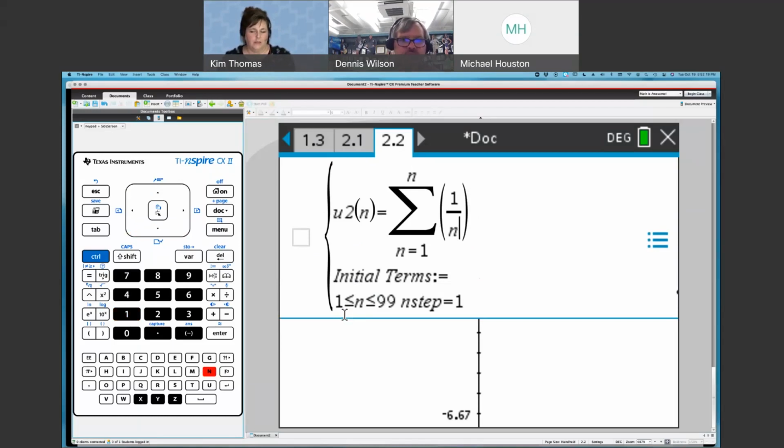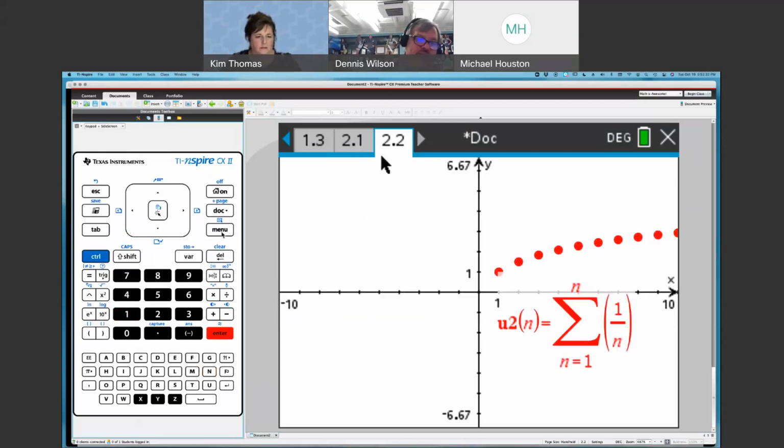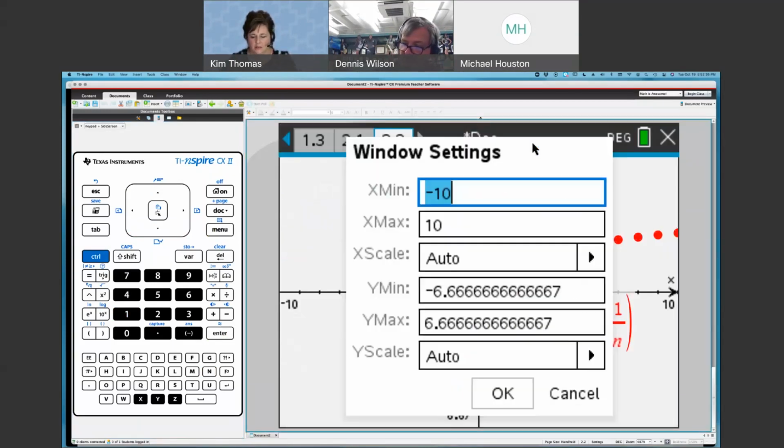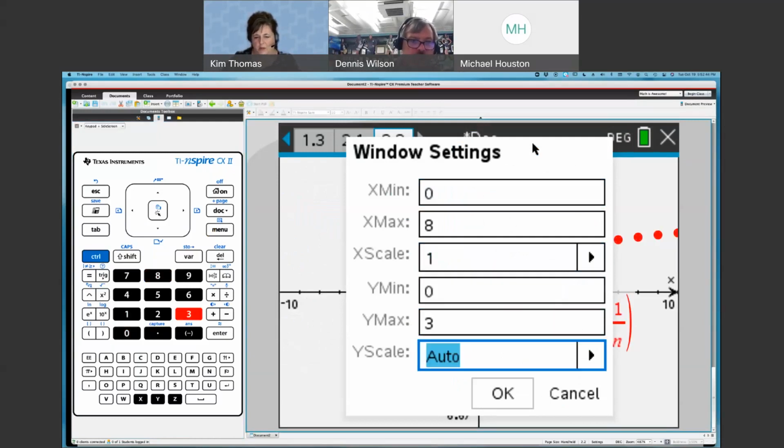So at this point, Dennis is going to tell me how many steps we want. So let's just go with the steps are good. Okay. But what I want is a window that goes from 0 to 8, so we'll see the first 8 terms, and then y 0 to 3. So setting the window, 0 to 8 in x, count by 1, and then our y's were 0 to 3. Yes. And I'm going to go ahead and count by 1 there. And I'm going to hit OK.